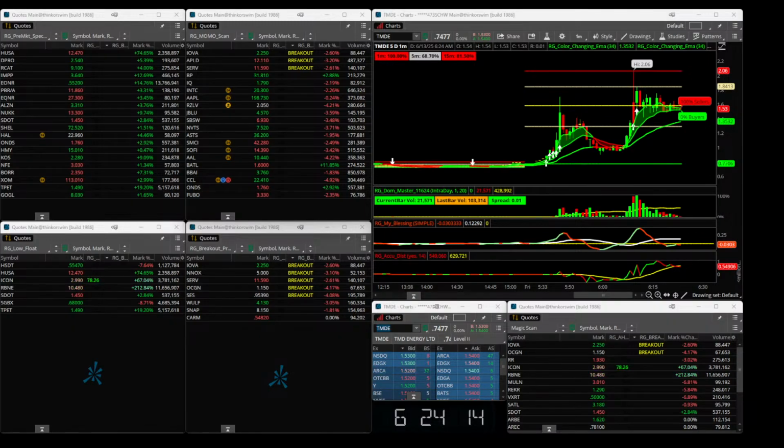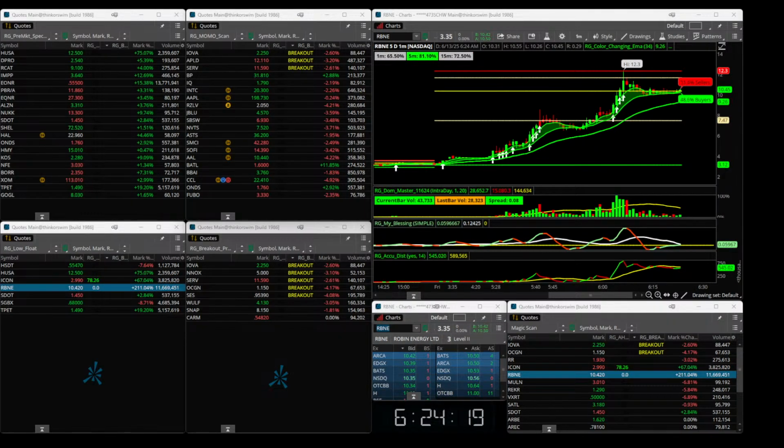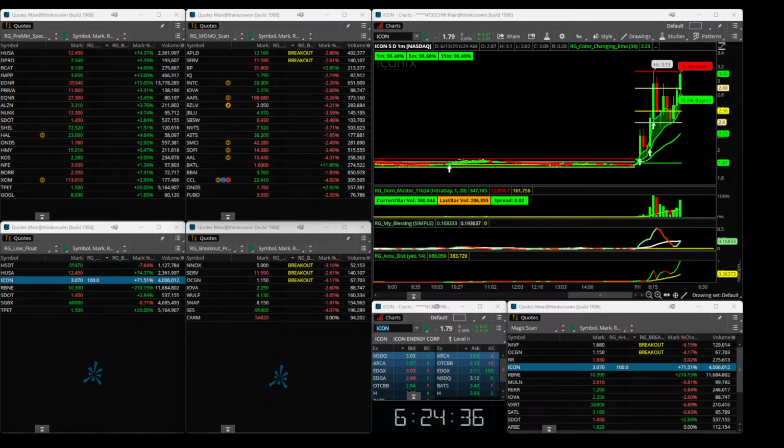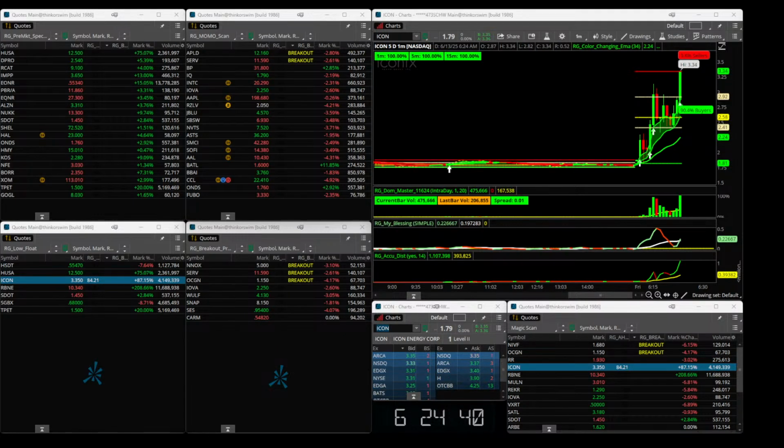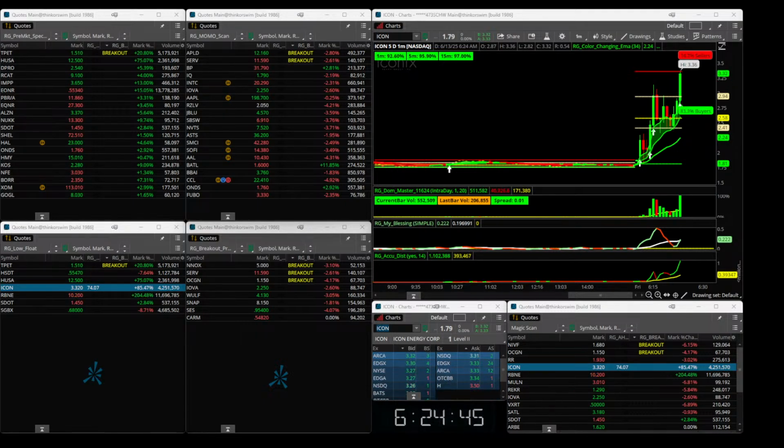RBNE, are you waking up? Seeing it poking its head up a little bit. Icon. Let's see if it'll go. I wish it wasn't so volatile. I may try it, but I'm going to sit back and watch it run.